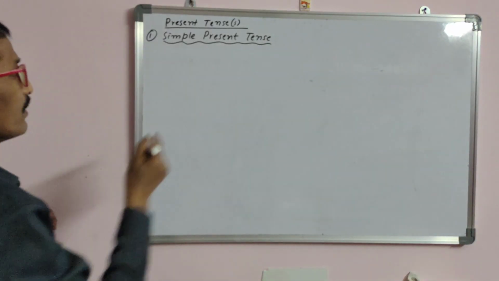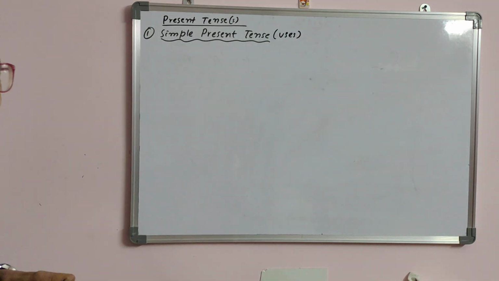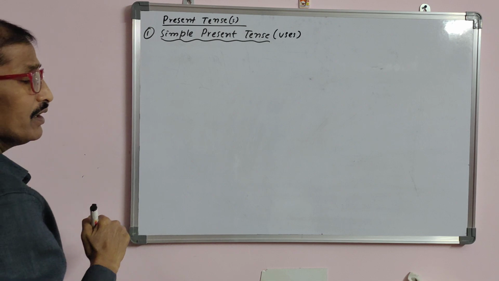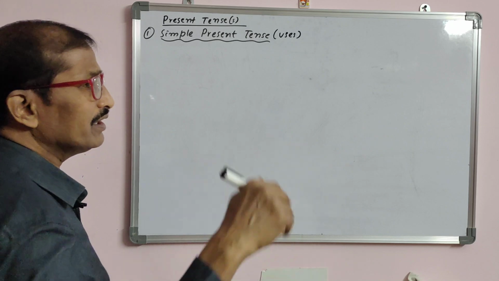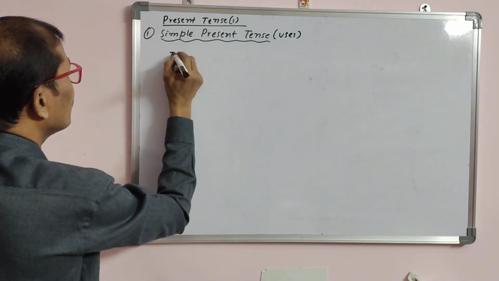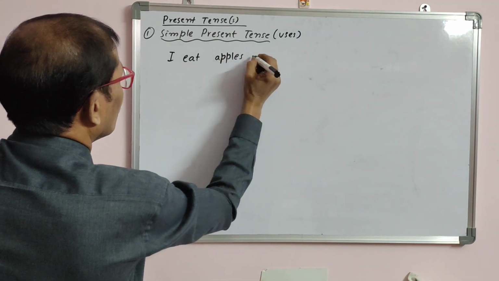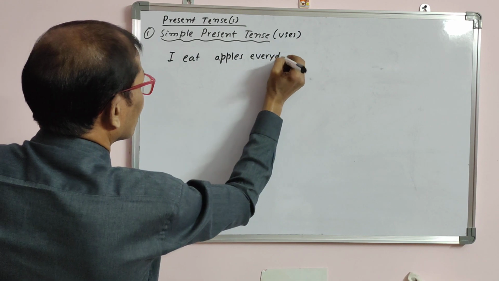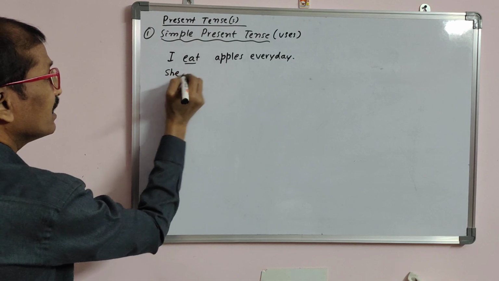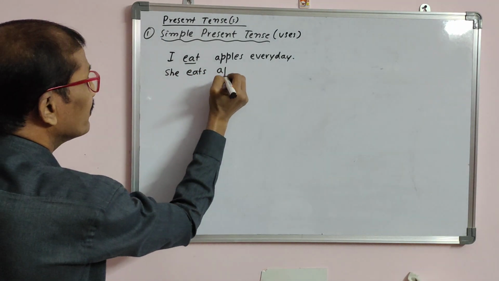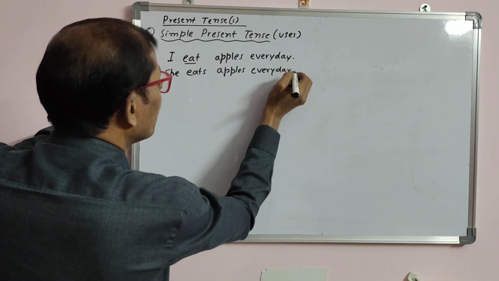First thing, uses of simple present tense. When is simple present tense used? First point, it is used for habitual daily routine actions. For example, I eat apples every day. Understand, my dear? But she eats apples every day, because it is third person singular. It is an everyday activity.